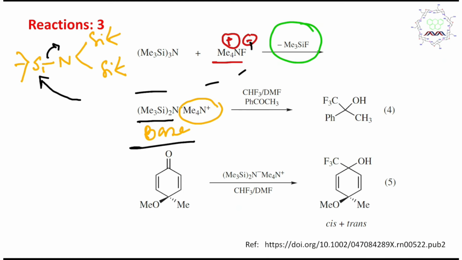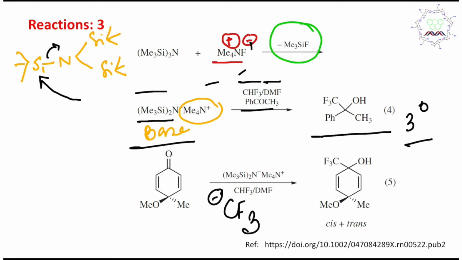So if you treat this with this fluoroform DMF mixture, and in the next step provide a ketone, it is a simple nucleophilic addition to the ketone giving the corresponding tertiary alcohol. In the next step, if you provide the similar nucleophile CF3 minus to this compound, then nucleophilic attack happens here and produces this also. This is also a tertiary alcohol. So this is the reference.